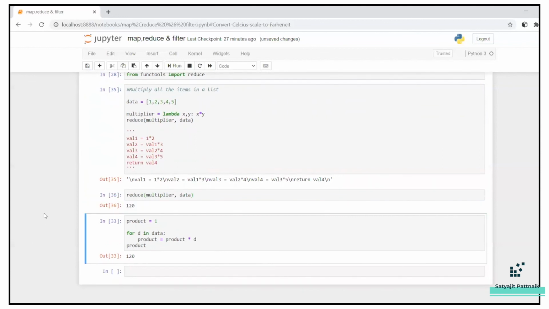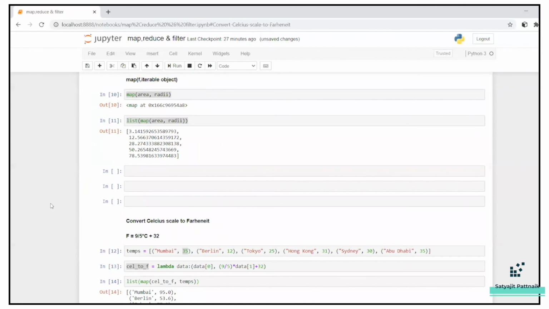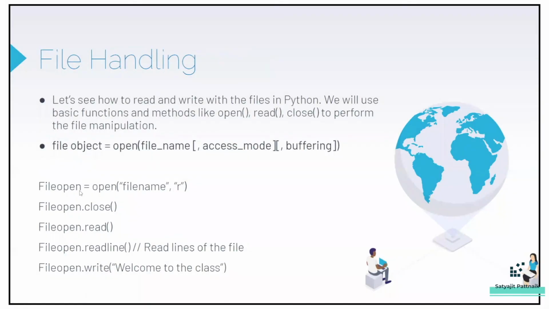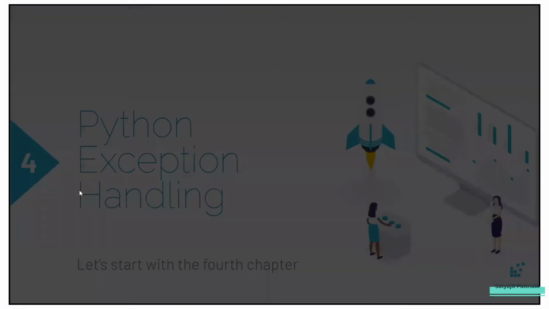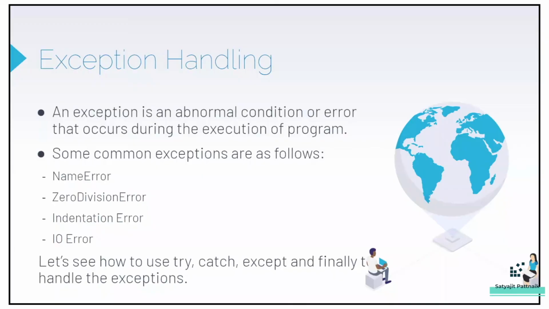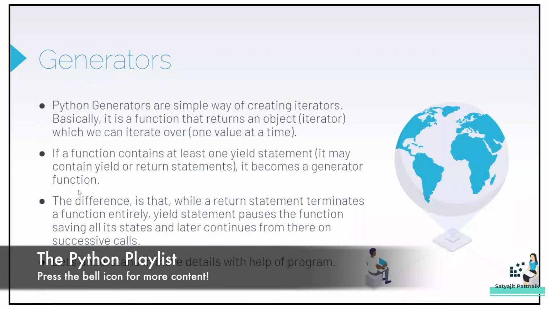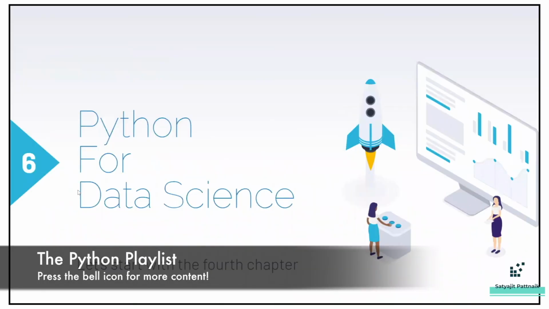Okay, so this is all about map, reduce, and filter. In the next video, we shall be talking about some other advanced topics like file handling, and the various exceptions and errors which occur in Python while debugging or while running code. And of course, we also have iterators and generators, and at the end we have the Python for data science program as well.